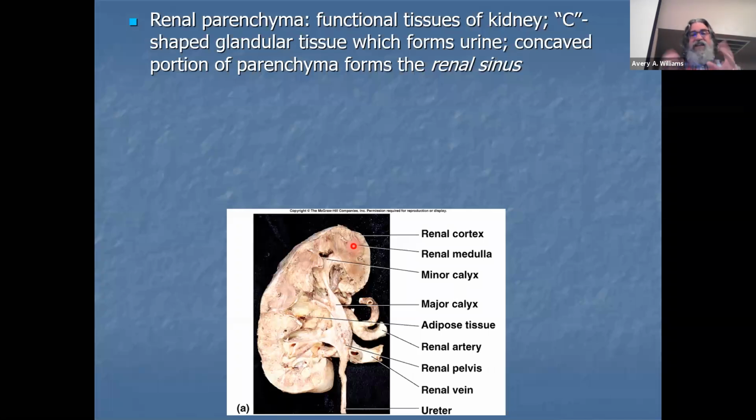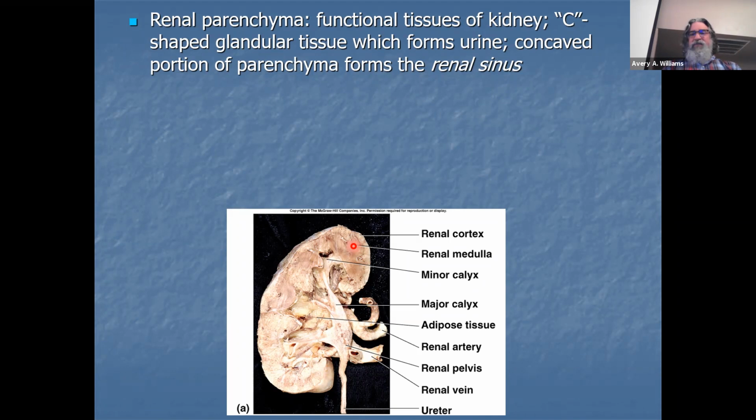The functional tissue of the kidney is the parenchyma. It's a C-shaped glandular tissue which forms the urine, and it's conveyed. The concave portion of the parenchyma forms the renal sinus. So it looks like a C. You remove all this stuff on the inside, that's not part of the parenchyma.